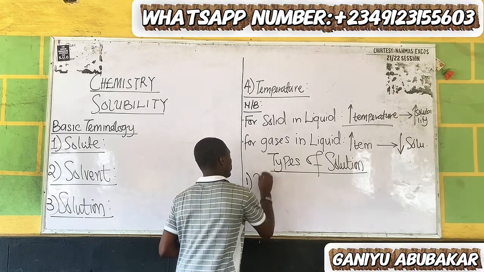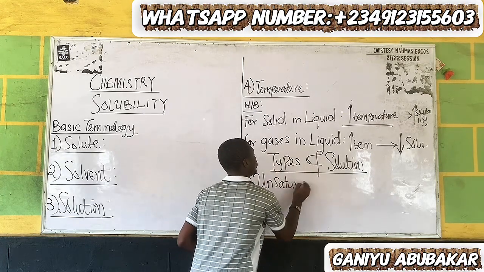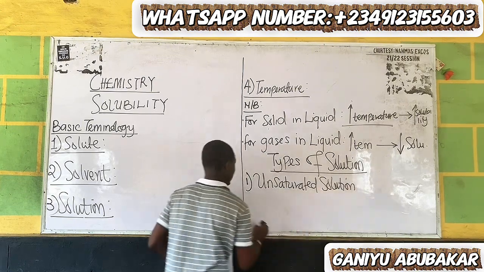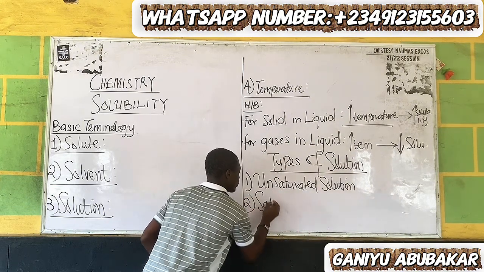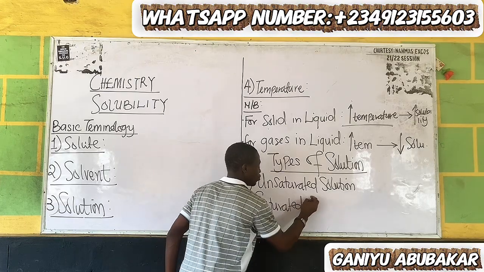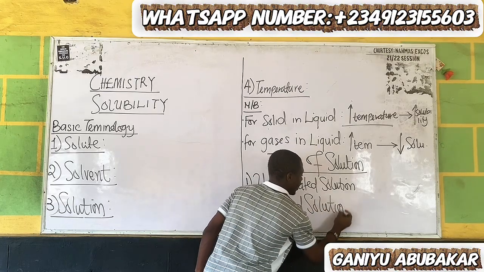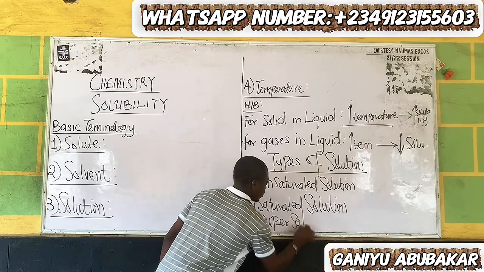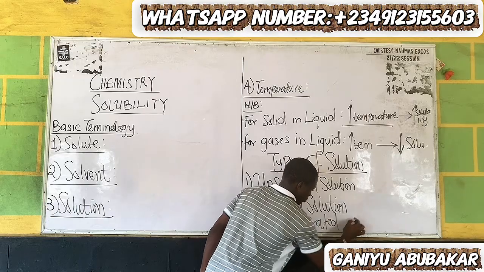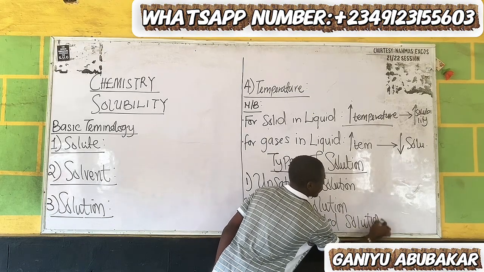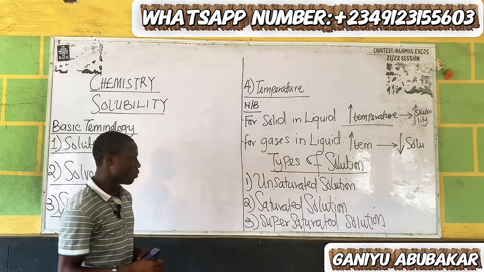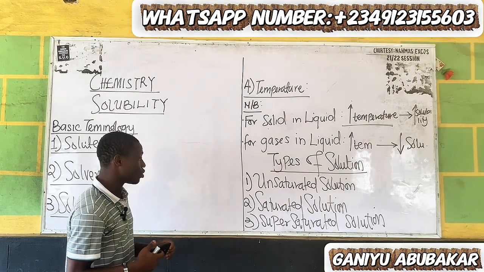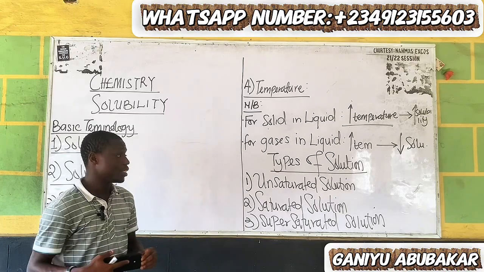Number one, we have the unsaturated solution. Number two, we have the saturated solution. And finally, we have the supersaturated solution. So these are the three types of solution that we have. We'll look at them one after the other as we proceed in our study of solubility.